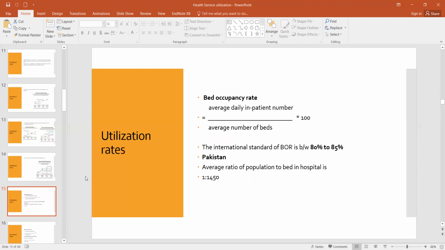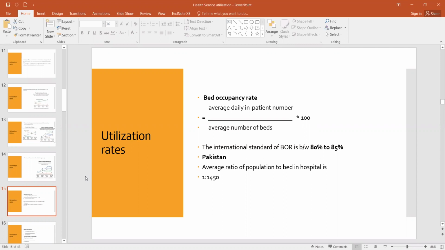Utilization rate is also counted by bed occupancy rate, bed turnover rate, and average length of stay of the patient. Bed occupancy rate is calculated by the average daily inpatient number divided by the average number of beds in that hospital multiplied by 100. The international standard for bed occupancy rate is between 80% to 85%. And if the bed occupancy rate of any hospital is above 85%, then there is a greater chance of communicable diseases or overcrowding of that hospital.